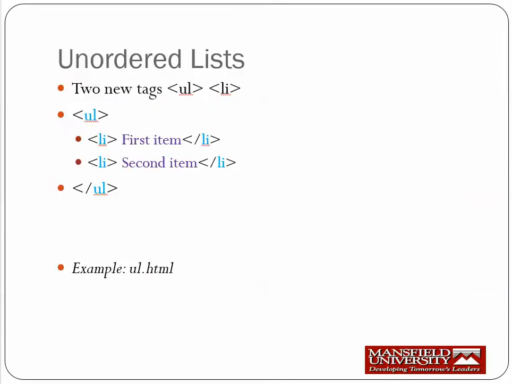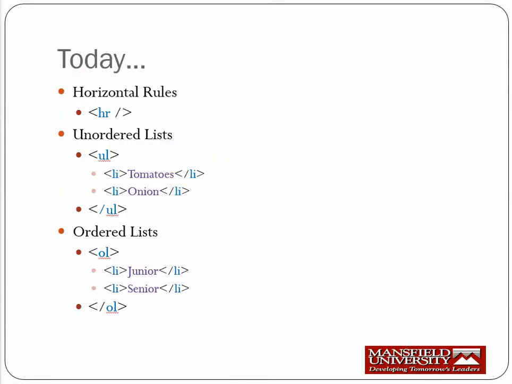So that's about lists. That's what we will learn in this video: the horizontal line, unordered list and ordered list.